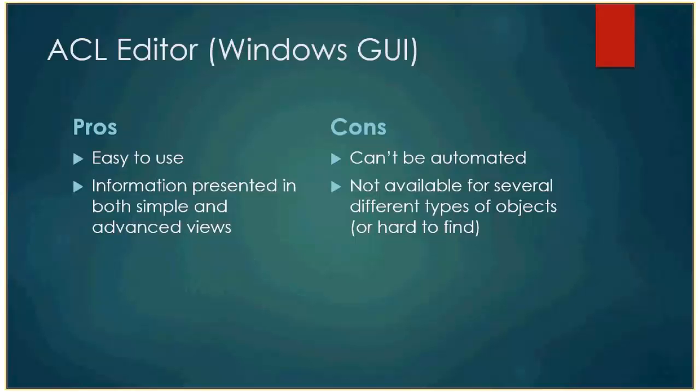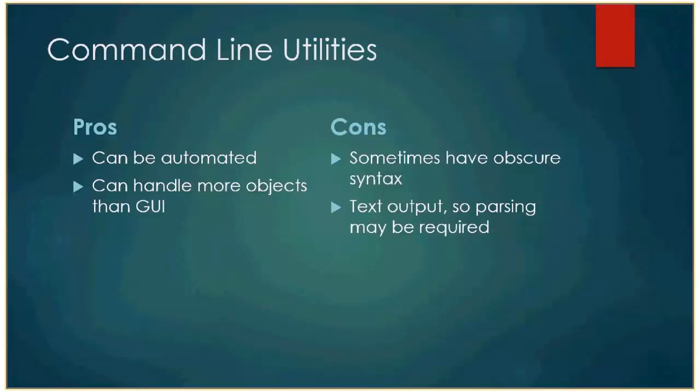Let's move on. There's also third-party command line utilities: iCacls, SubInACL. There's a whole slew of third-party non-Microsoft utilities that you can also use, and the nice thing about those, they can be automated. You can craft a command, put it in a batch file or a PowerShell script, run it on another computer. You can handle more objects than the GUI can handle out of the box.